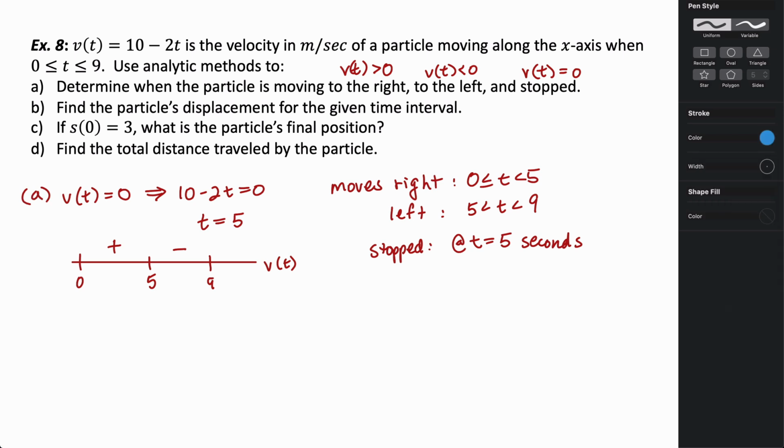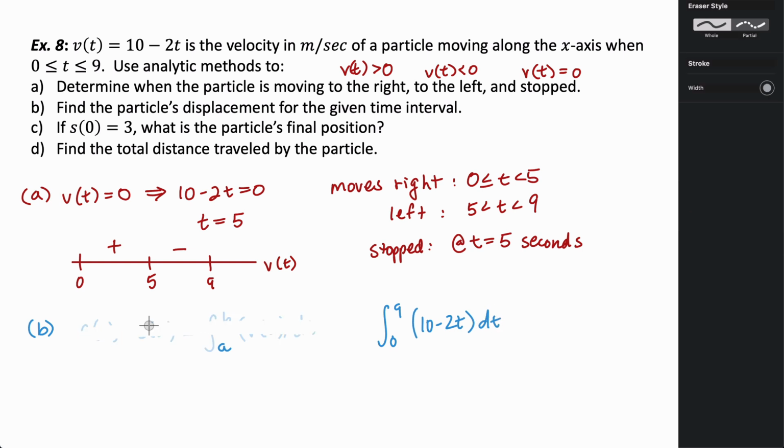Part B is asking us to find the particle's displacement. So remember, the displacement is s of b minus s of a, which is found by taking the integral of our velocity function from a to b. Okay, so we can do that. It's going from 0 to 9. The velocity is 10 minus 2t dt.